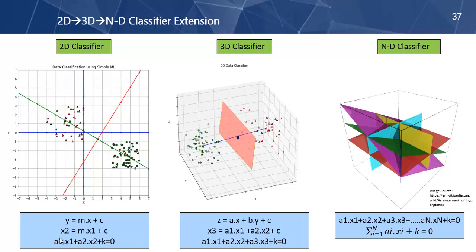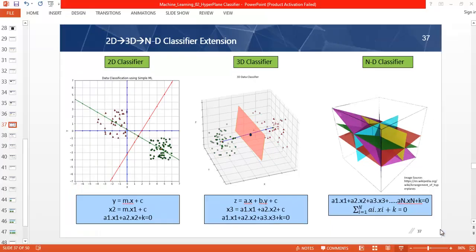Similarly, what was the line equation? a1·x1 + a2·x2 + k = 0, so two dimensions x1 and x2, and k is a constant. Here we have x1, x2 and x3 and their respective coefficients a1, a2, a3, plus k. Similarly, we can have a hyperplane equation as a1·x1 + a2·x2 + a3·x3 and so on up to an·xn, plus k. Actually it should be plus here.